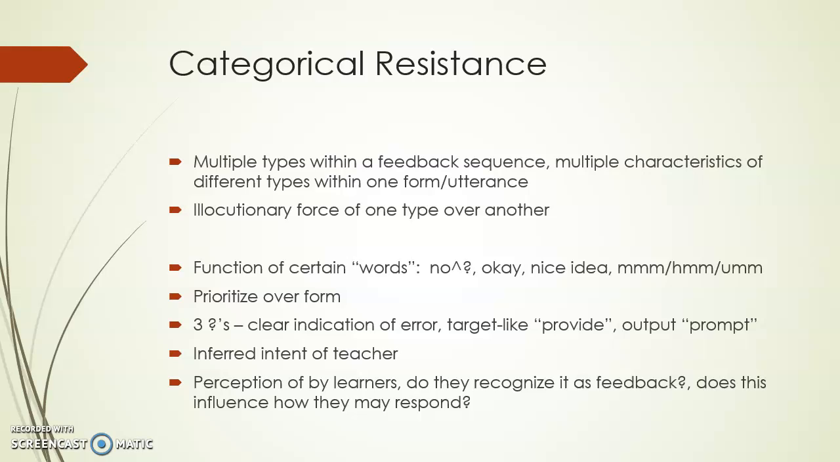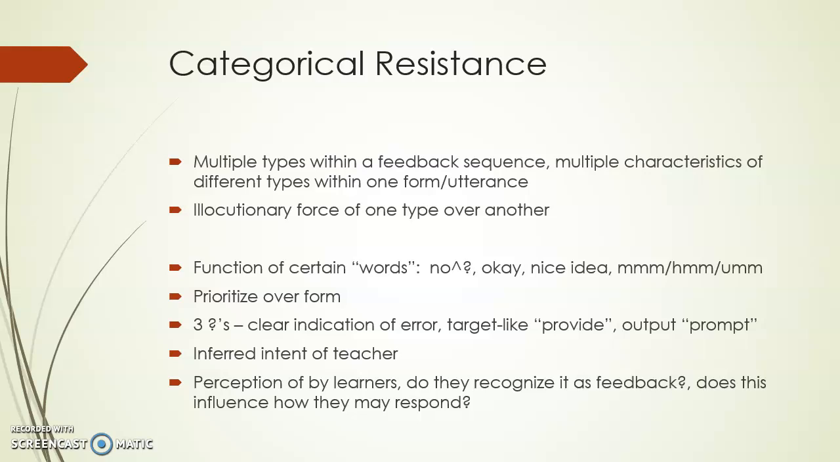Some instances of feedback were difficult to categorize. This included multiple types within a feedback sequence, or multiple characteristics of different types within one utterance. It depended really upon the illocutionary force of one type over the other as to whether Lyster and Ranta categorized their samples as being one type or another.